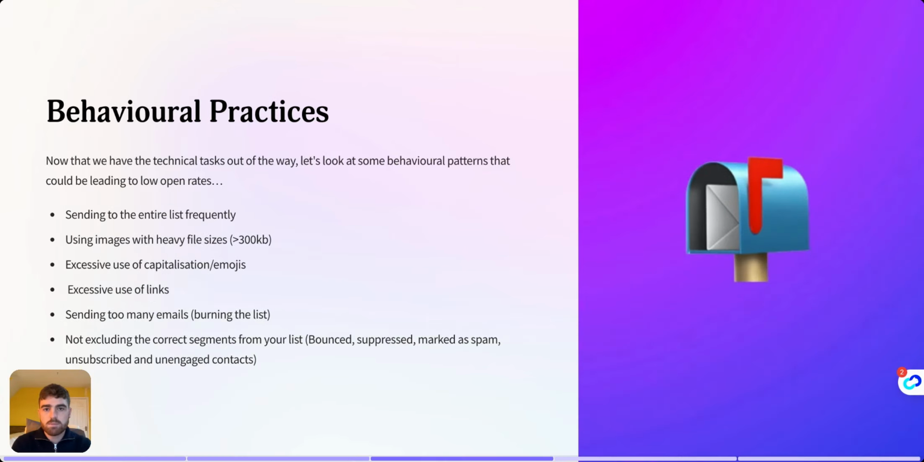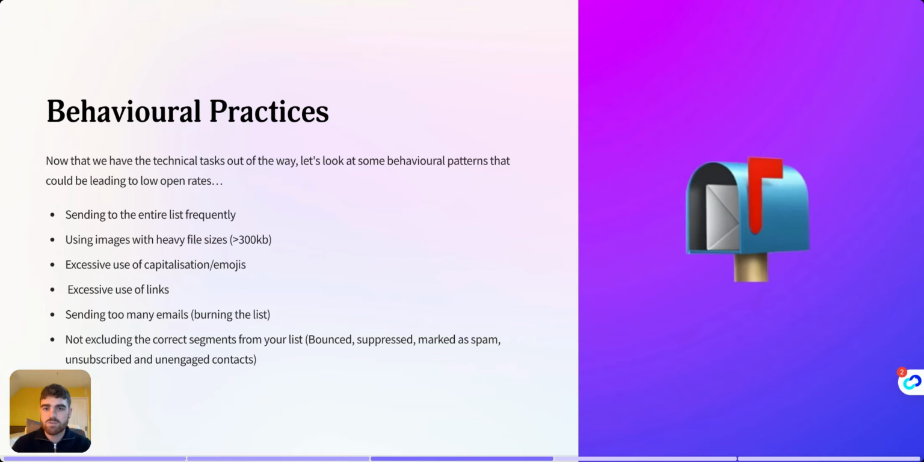Now we can go on to some behavioral practices. So this is to do with what you're actually doing inside the emails themselves and how your behavior around sending is going. A few things you want to be aware of is sending to the entire list frequently. You should never really do that. If you're sending to the entire list frequently, you're going to have a batch of unengaged customers in that list, and hence they're going to increase your chances of landing in spam, and hence your open rates will be a lot lower. Using images with heavy file size, so over 300 kilobytes: the heavier the image file size, the slower the email takes to load, the higher the chance that your email bounces.